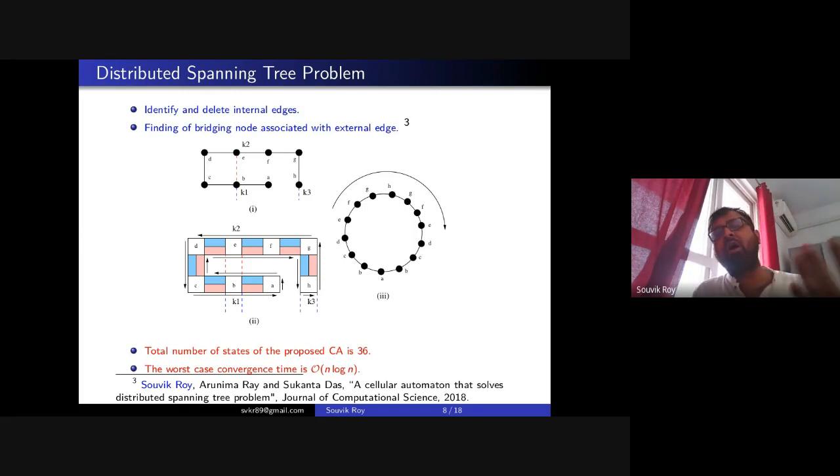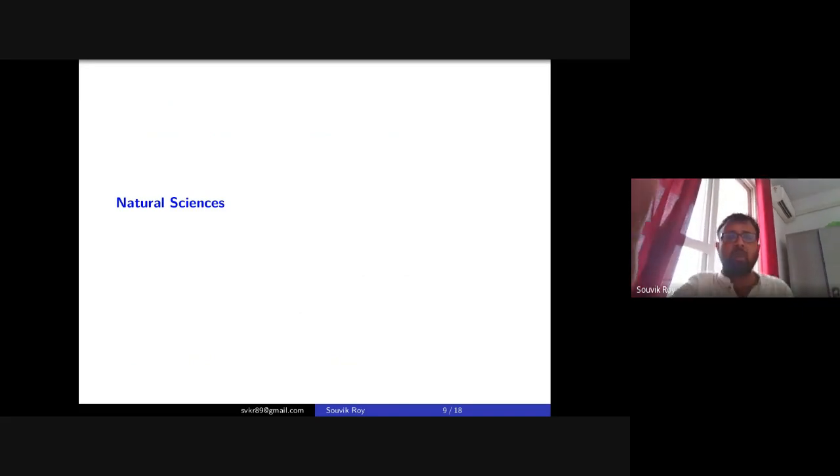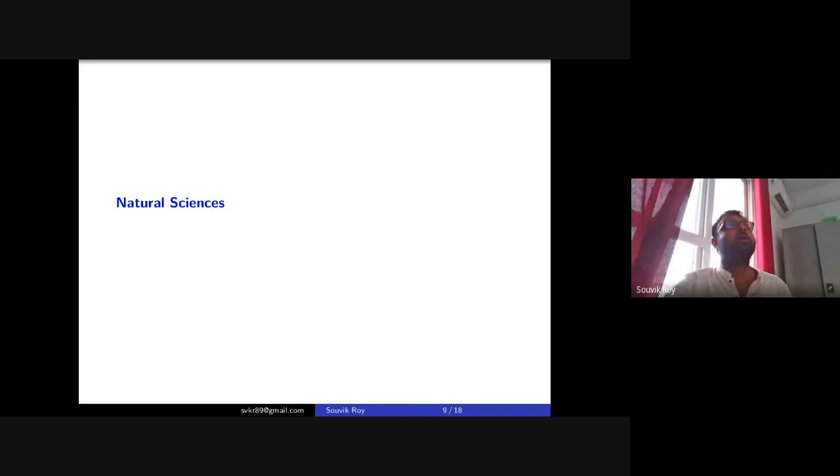And we get the spanning tree. For this computation, we have taken 36 states, and the computation time is n log n, and this part is published in the Journal of Computational Science. Up to that part, I was in the initial days of my PhD, the first 1 or 2 years. Somehow these algorithms were published. The algorithms are good, but my supervisor was not happy with me because these algorithms are somehow mechanical. There is no magic in these algorithms.